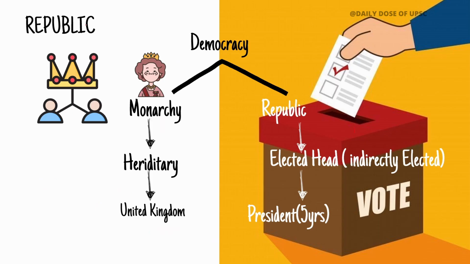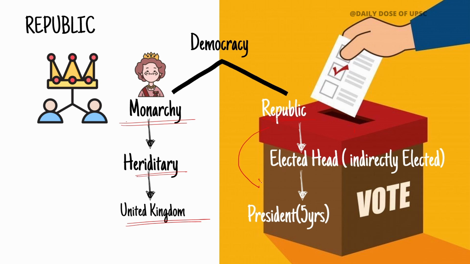Next keyword is republic. Democratic polity can be classified into two categories, monarchy and republic. In a monarchy, the head of the state, usually a king or queen, enjoys a hereditary position, coming into the office through succession. For example, in the United Kingdom, from Queen Elizabeth I to Queen Elizabeth II and to Prince Charles, and so on. In a republic, the head of the state is indirectly elected by the people.